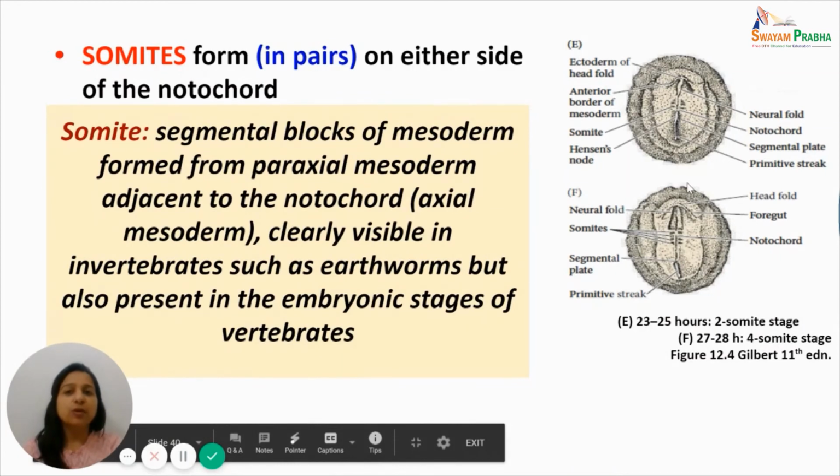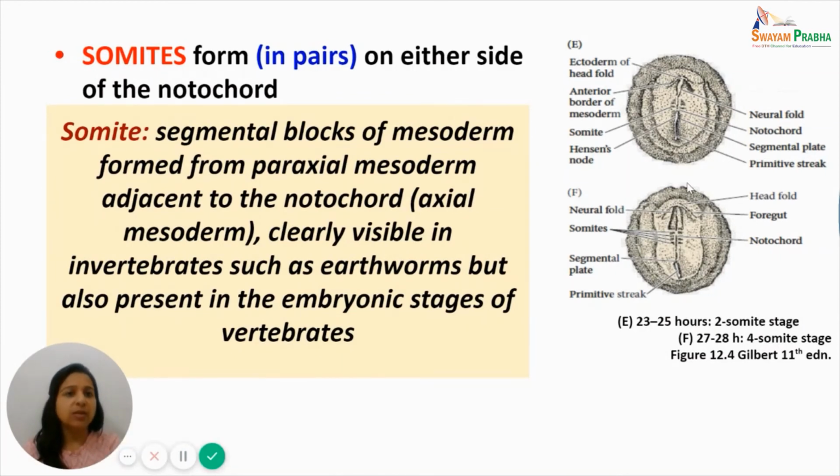The somites also form in pairs on either side of the notochord as it is being laid down with the regression of the Hensen's node. Before this, you need to know what somites are. Somites are actually the segmental blocks of mesoderm, which are formed from paraxial mesoderm, and they are laid adjacent to the notochord on each of the sides.